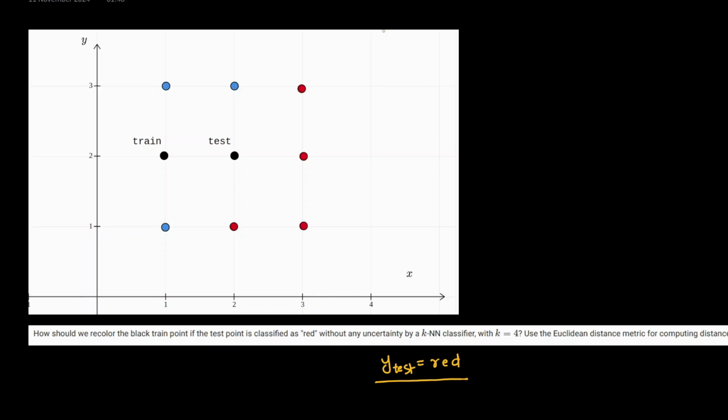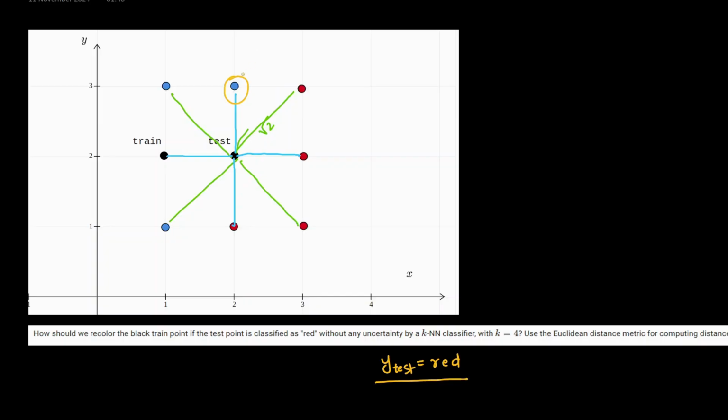Let's quickly note that the first step of KNN is to compute the distance from the X test to every other data point. This particular distance is always root 2. Similarly, this is root 2, this is also root 2, and this is also root 2. At the same time, this distance is 1, this is 1, this is also 1, and similarly this is also 1.